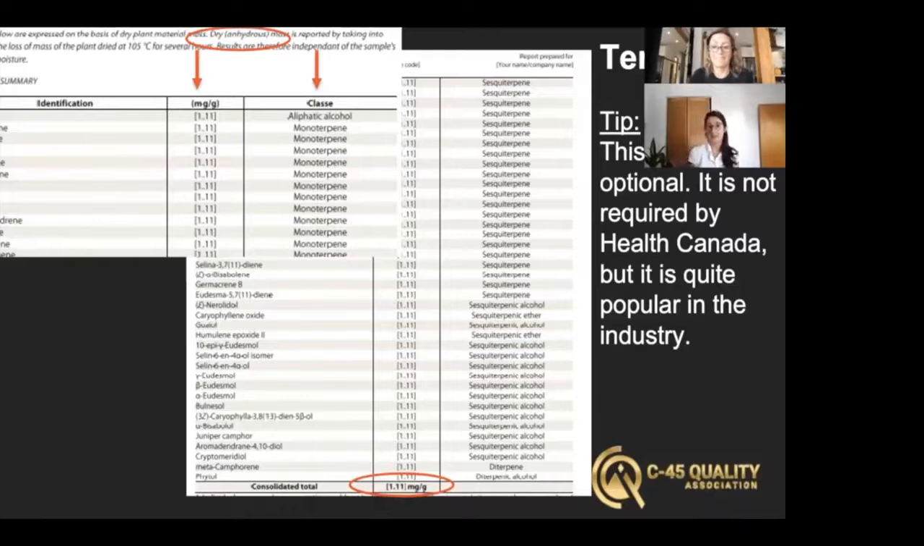For terpene analysis, it is an optional analysis. It is not required by Health Canada, but it's quite popular in the industry because we often see it on the labels, and people like to have that information.